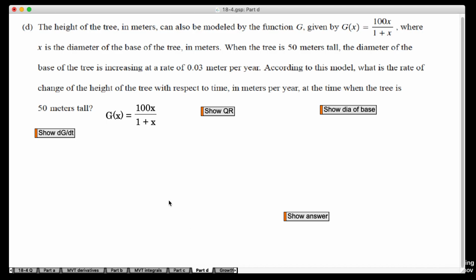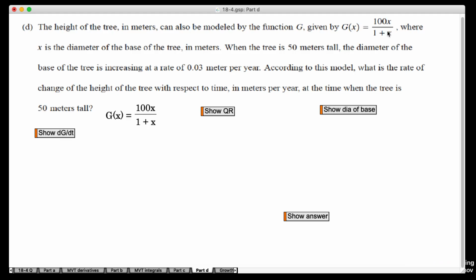The last question is changing things here a little bit. It says the height of the tree in meters can also be modeled. The height of this tree is being modeled by this function g. So g is the height of the tree, and it's given by 100x over 1 plus x, where x is the diameter of the base of the tree in meters.